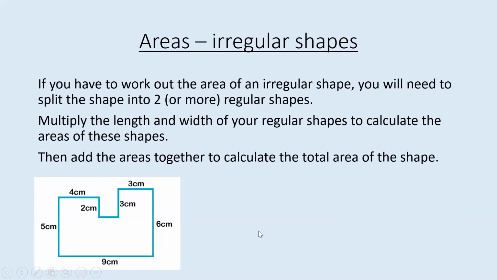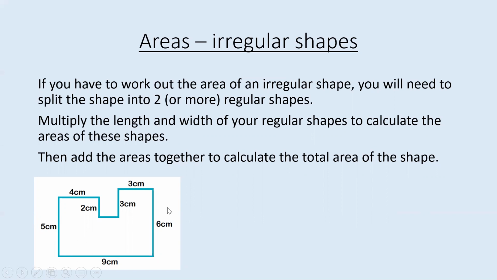However, you may be asked to work out the area of an irregular shape, and if that's the case, you're going to have to split that shape into two or more regular shapes. You would multiply the length and width of those regular shapes to calculate the area of those shapes, and then add the areas together in order to calculate the total area of the shape.